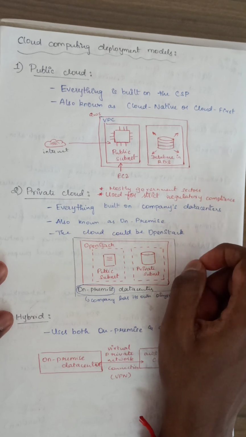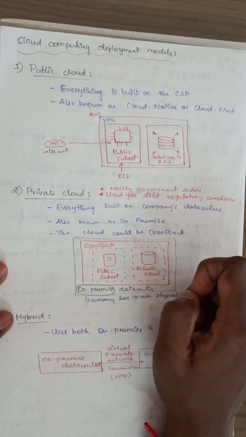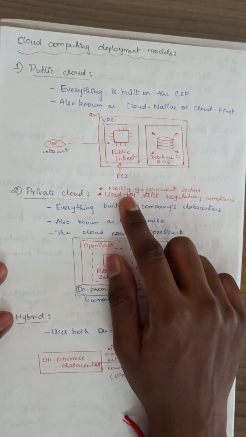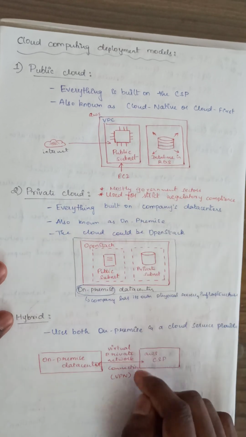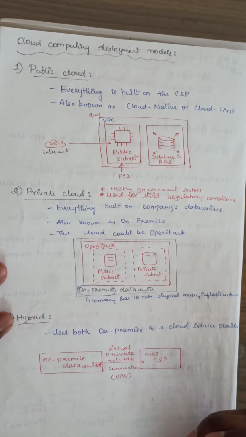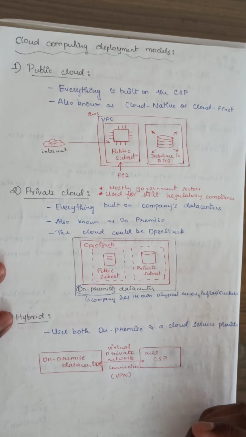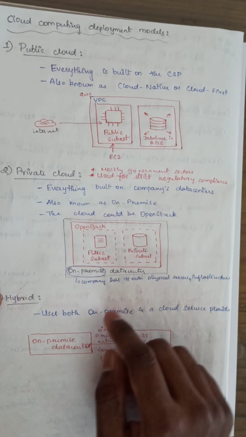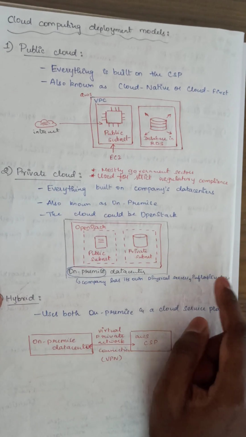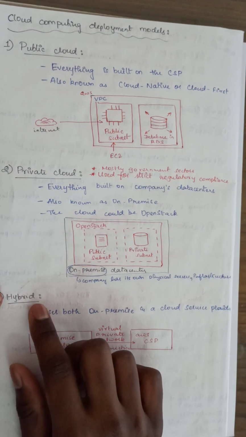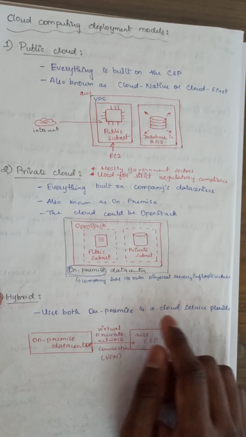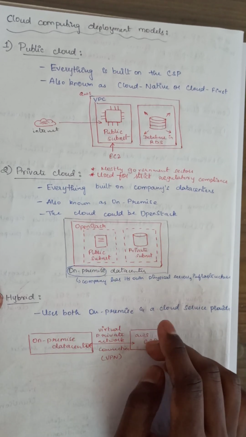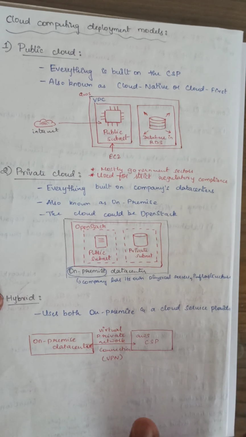When the company's data centers are used, they come under the direct control of the company, so you don't have to worry about the security here. Mostly government sectors use private cloud. They don't want to expose government data to other companies, so that is why they use private cloud. You can check the diagram here: on-premise data center, the company has its own physical servers and infrastructure. Next we move on to hybrid, which uses both on-premise and a cloud service provider. The on-premise data center and the AWS cloud service provider are linked through a virtual private network connection, VPN.